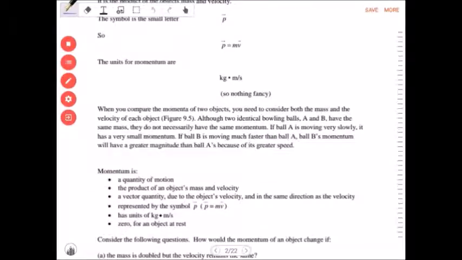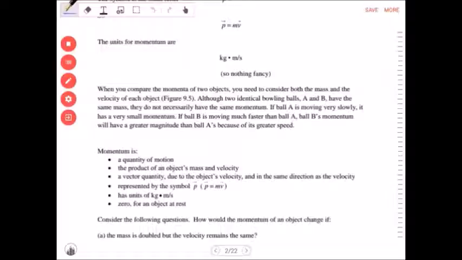When you compare the momenta of two objects, momenta is just plural for momentum, you need to consider both the mass and the velocity of each object. Although two identical bowling balls, A and B, have the same mass, they don't necessarily have the same momentum. If ball A is moving very slowly, it has a very small momentum. If ball B is moving much faster than ball A, ball B's momentum will be much greater in magnitude, that's size, than ball A because of its greater speed. Remember, if the object is just sitting there, it's not moving, so it won't have any momentum at all.